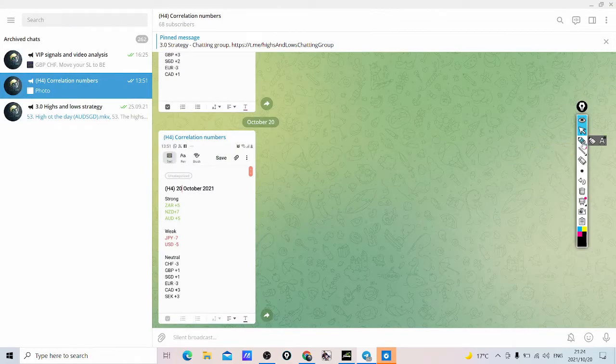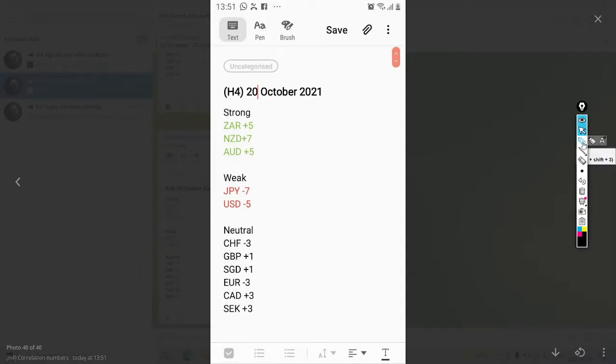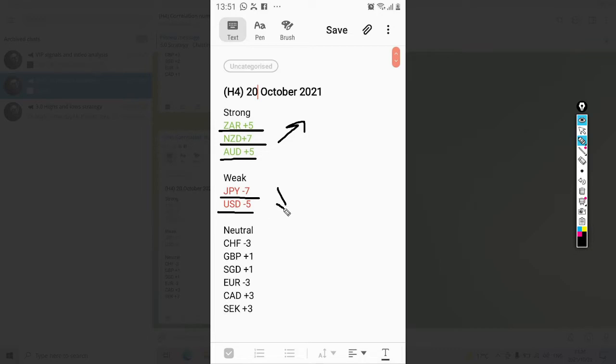So this is our strength. Currencies that are pushing to the upside are ZAR, which is the South African Rand, NZD, and the Australian dollar. So these ones are buying. And then the JPY and US dollar are still bearish, and then these ones are flat.